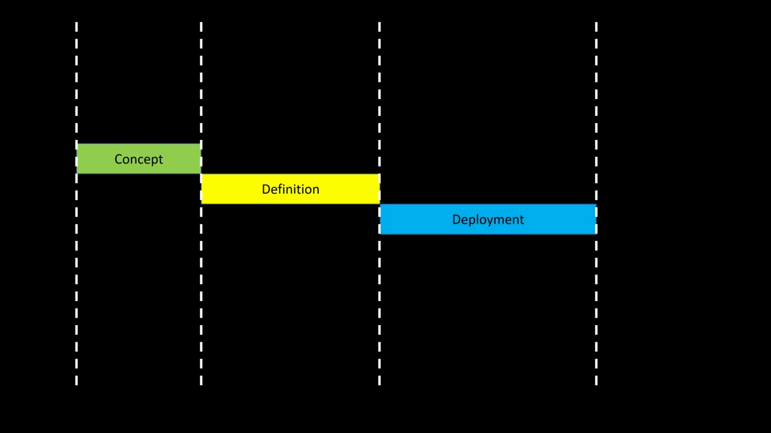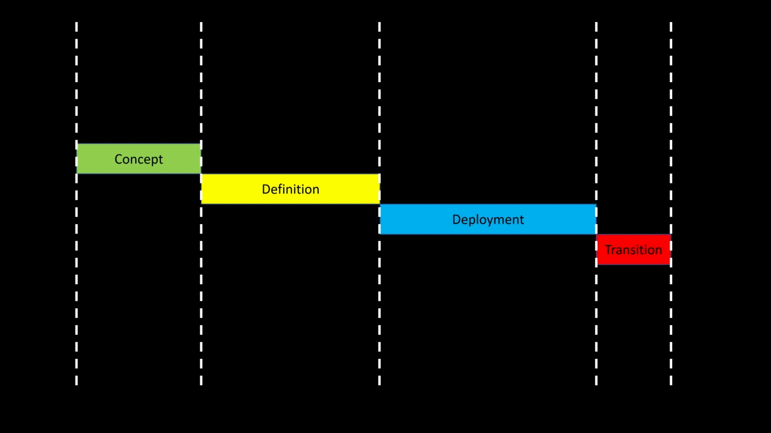So we can bring all of those things together into one diagram to help show how all of these things link together. So our very first part of our diagram is going to be our concept phase. We're followed by our definition phase, then our deployment phase, and finally our transition phase.